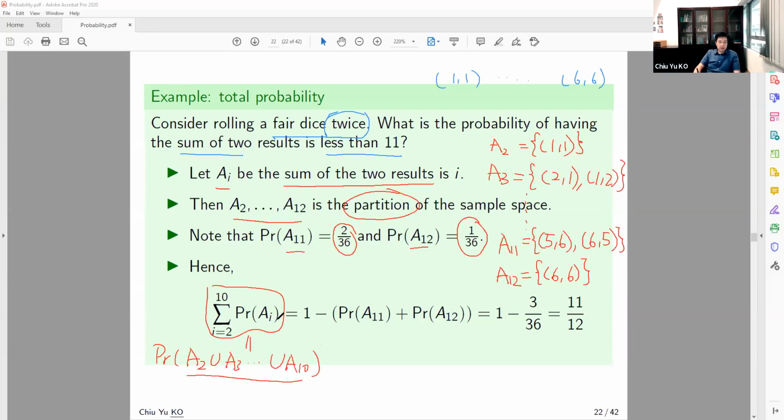And by the total probability rule, A2 up to A12 is 1. So you can write 1 minus A11 or A12, okay? And A11 and A12 are 2 over 36 and 1 over 36, so that's why you have 3 over 36. So 1 minus this one will be 33 over 36, right? And then you can get 11 over 12. Is that clear for this one? So let me know if you can't follow.